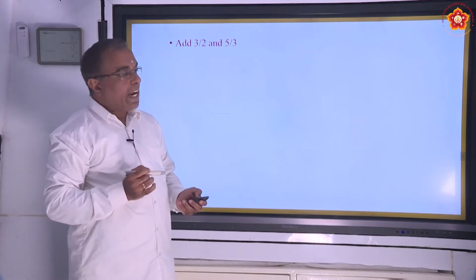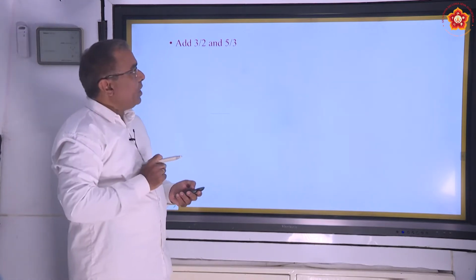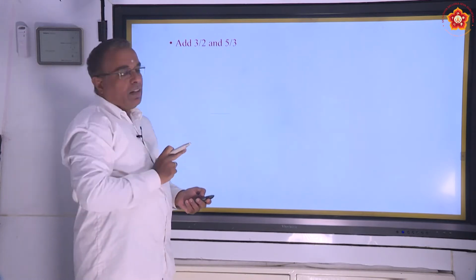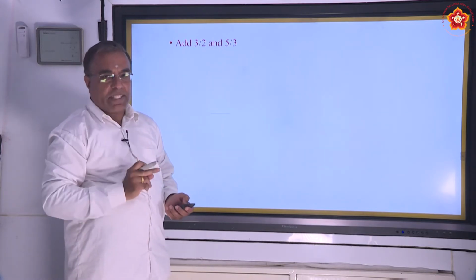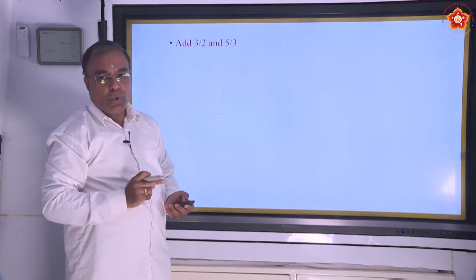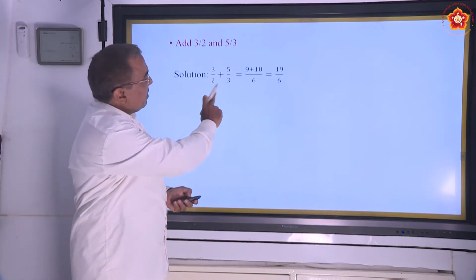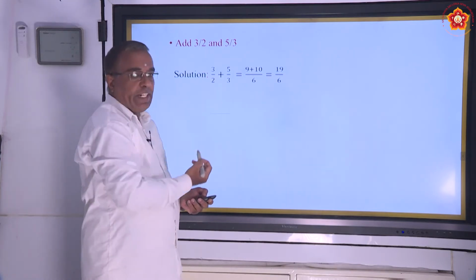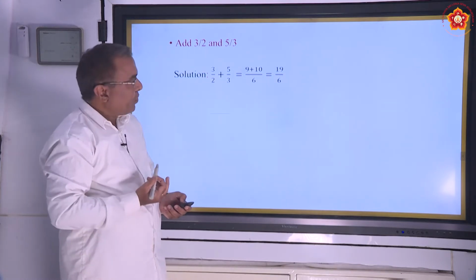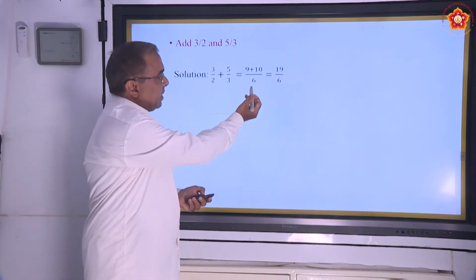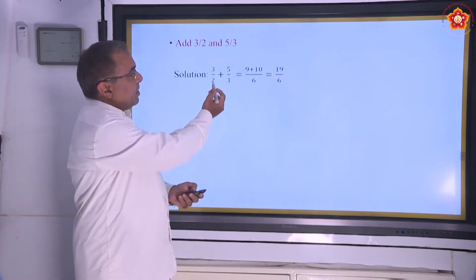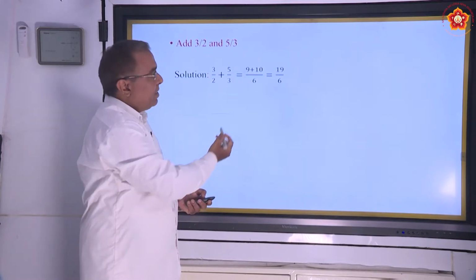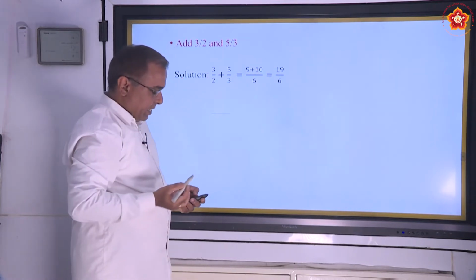Now, let us add the two rational numbers 3 by 2 and 5 by 3. As you observe, the denominators are not common, they are different, namely 2 and 3. So, what will we do? We will multiply the denominators 2 and 3, that is, in fact we are taking the LCM. I hope all of you know how to find the LCM. For 2 and 3 it is going to be 6, then as usual we will cross multiply, 3 into 3 is 9, 5 2s are 10. So, 9 plus 10 will give us 19 by 6.